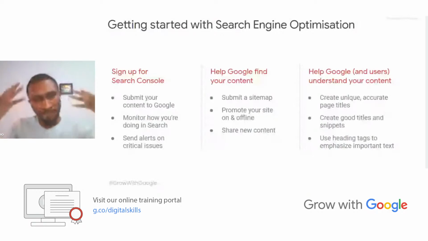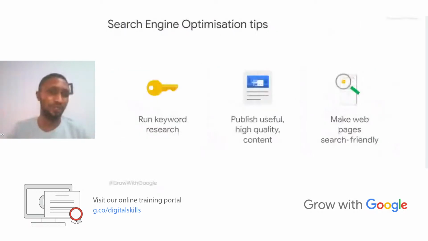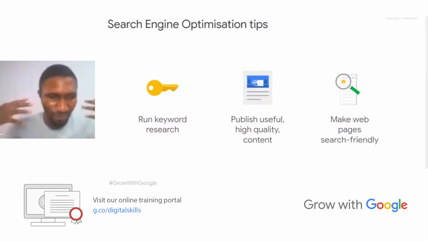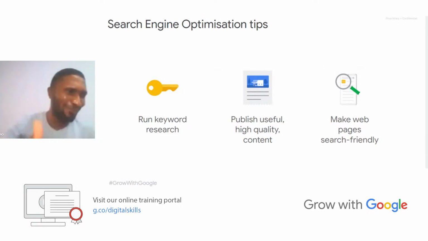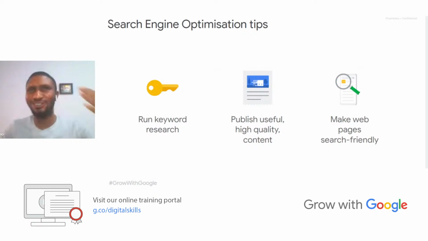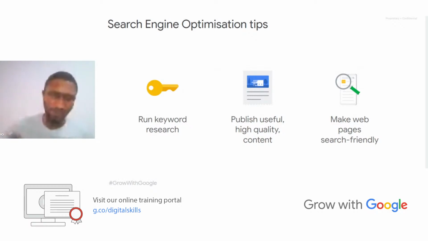SEO, search engine optimization tips. Here are some best tips for best practices. Run keyword research. People are finding you with keywords. So make sure you're running keyword research, including these keywords. Do not just come and say, okay, these are the keywords I know people would use to find me.